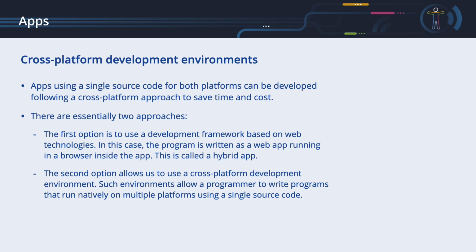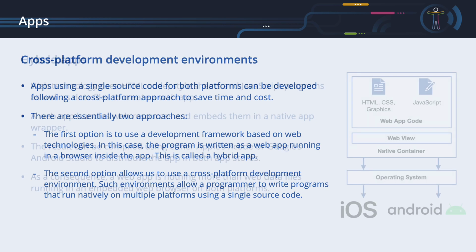The first option is to use a development framework based on web technologies. In this case, the program is written as a web app running in a browser inside the app. This is called a hybrid app. The second option allows us to use a cross-platform development environment. Such environments allow a programmer to write programs that run natively on multiple platforms using a single source code.